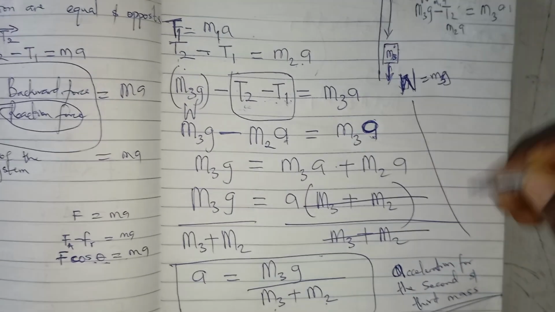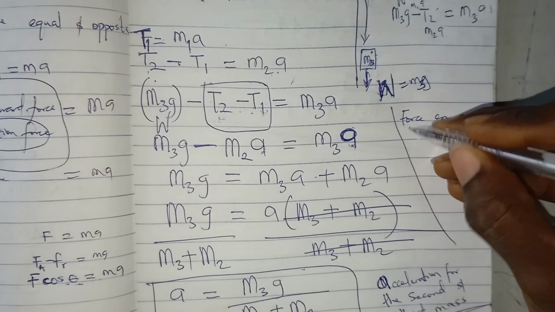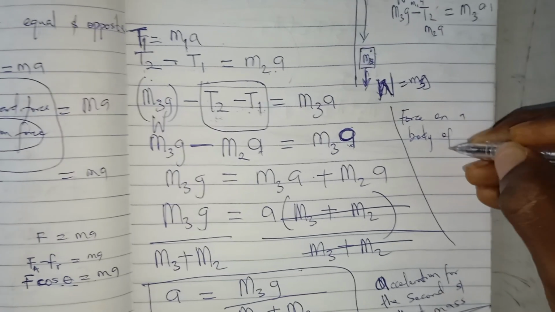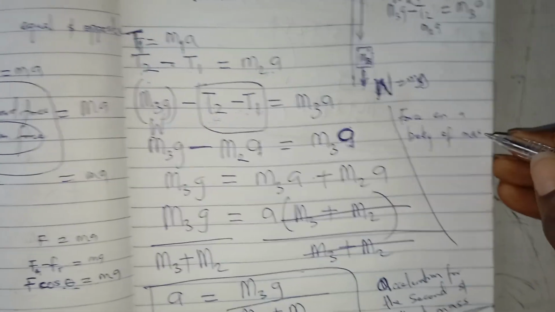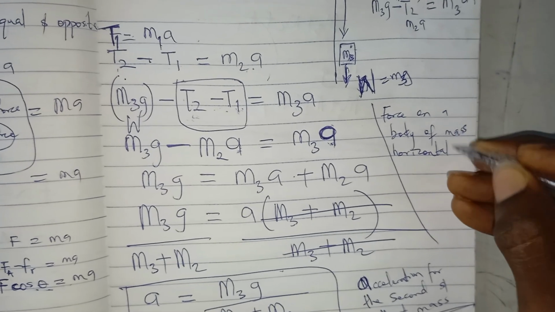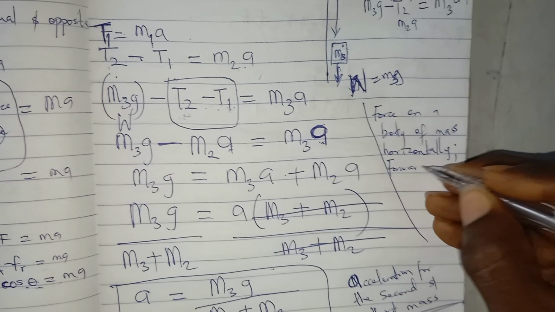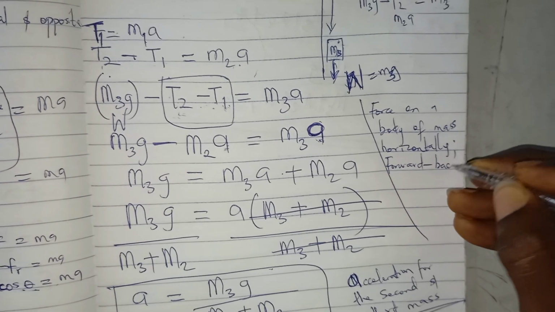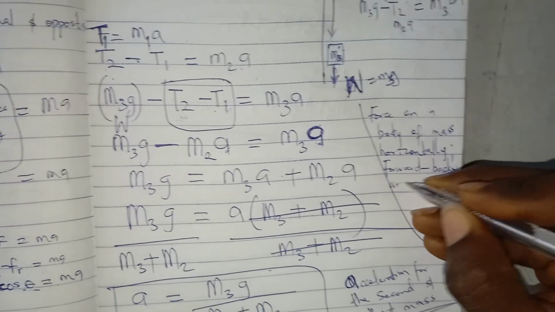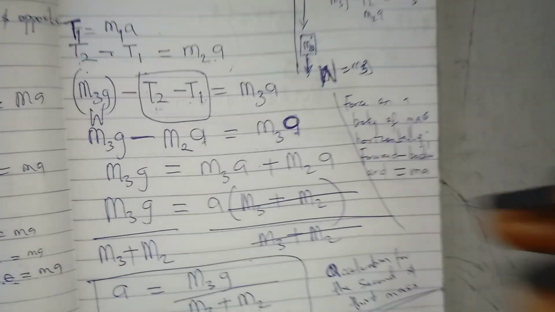Whenever you're talking about force on a body of mass in the horizontal axis, horizontally, it can only be forward minus backward force equals to MA. So always use this approach.